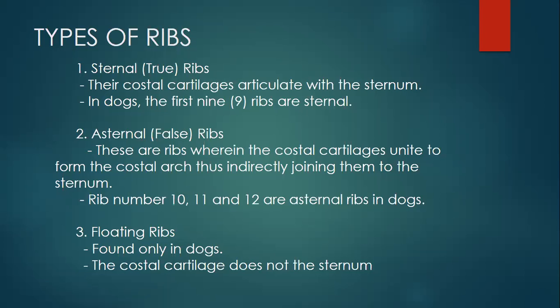For the sternal ribs, their costal cartilages articulate with the sternum. In dogs, the first 9 ribs are classified as sternal ribs. Asternal ribs are ribs wherein the costal cartilages unite to form the costal arc, thus indirectly joining them to the sternum. Ribs number 10, 11, and 12 are considered asternal ribs in dogs. And floating ribs are found only in dogs, and the costal cartilage does not attach itself to the sternum.